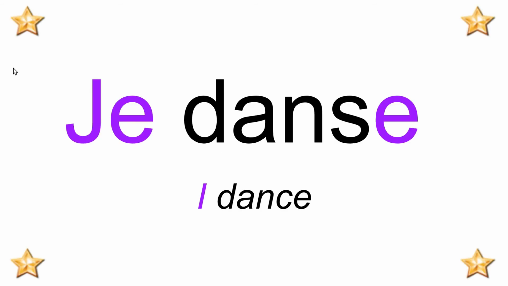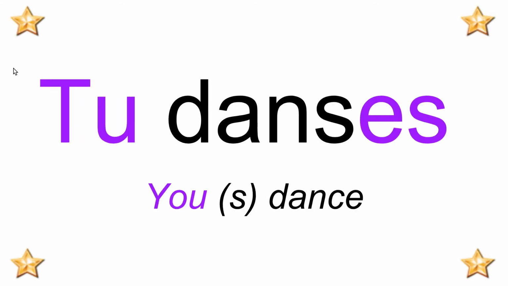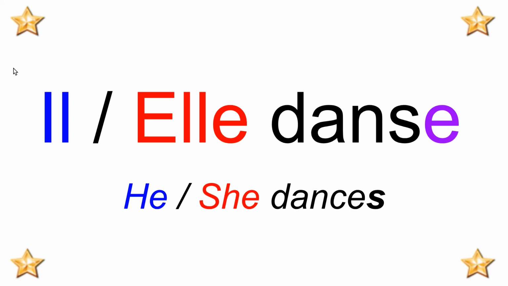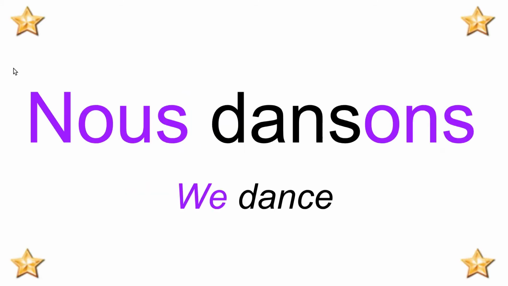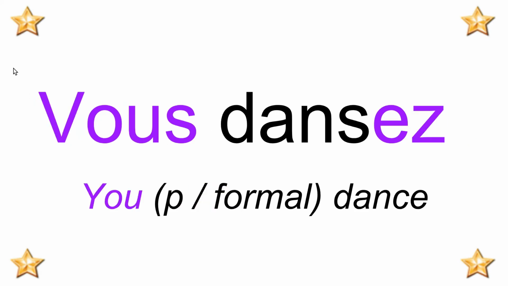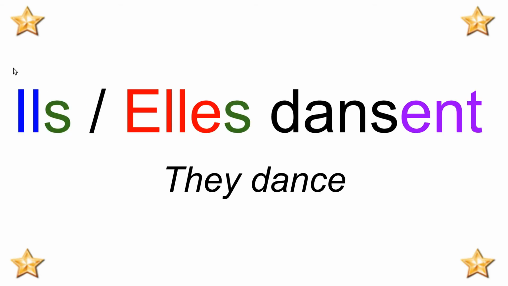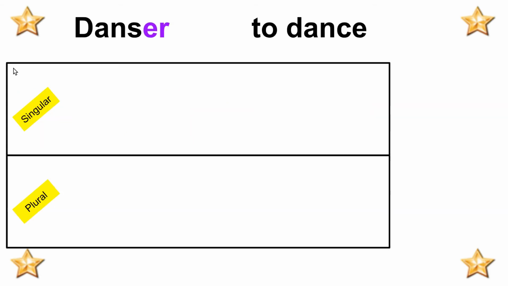Here we see them again. The singular forms first. Je danse, I dance. Tu danses, you dance. Il, elle danse, he or she dances. The plural forms, nous dansons, we dance. Vous dansez, you formal dance or you plural dance. Ils, elles dansent, they dance.